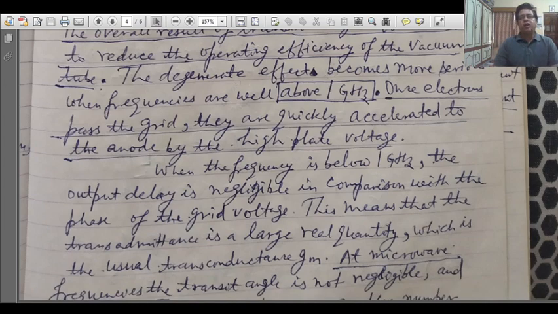The degenerative effects become more serious when frequencies are well above 1 GHz. If frequencies are above 1 GHz, these problems are very notable and greatly affect the operation. Once electrons pass the grid, they are quickly accelerated toward the plate by the high plate voltage given externally.